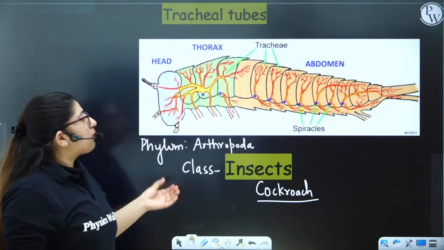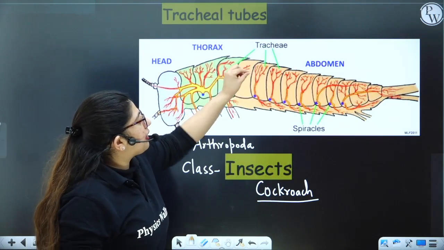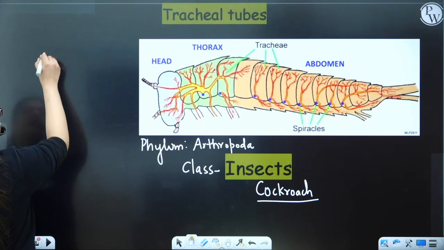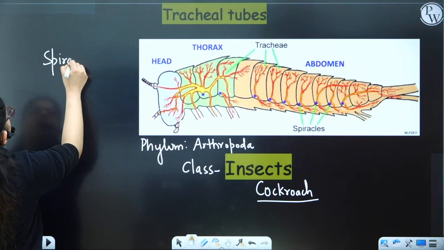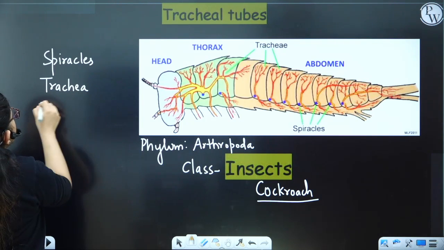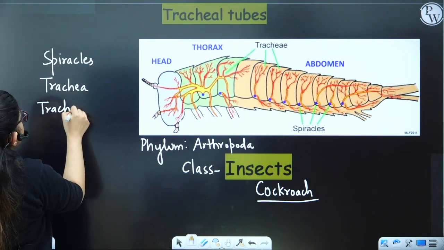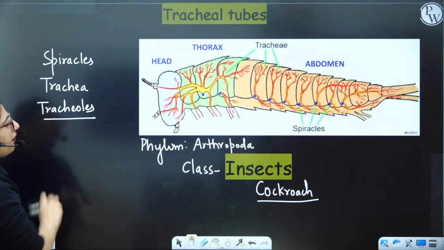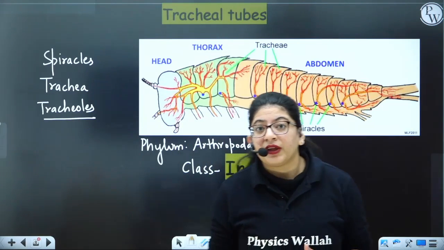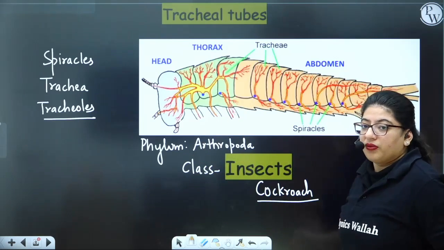So they respire through tube-like things. These are known as tracheal tubes. Basically, it consists of spiracles, which are the openings, trachea, and tracheoles. So the tube-like structures are present, which actually innervate the tissues of the body, that go inside the tissues of the body. So that's the tracheal tube, right?